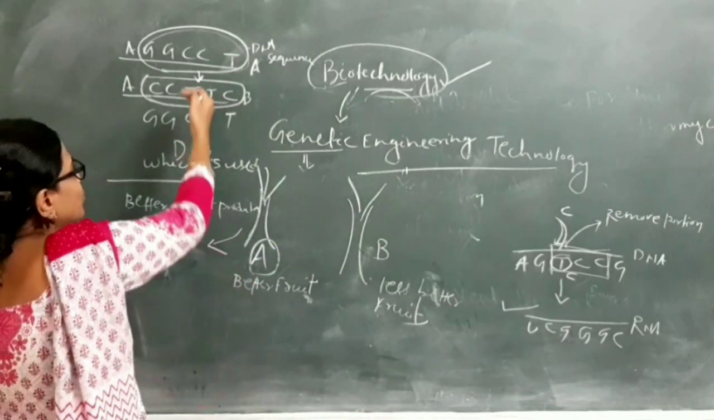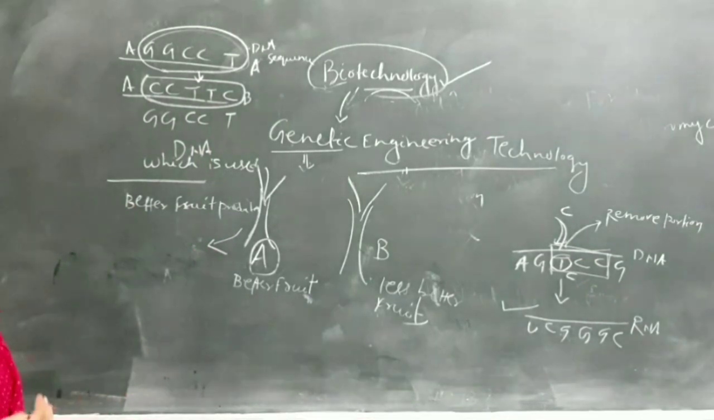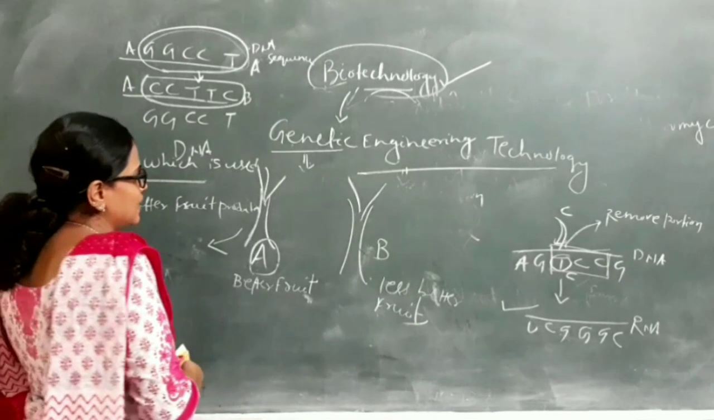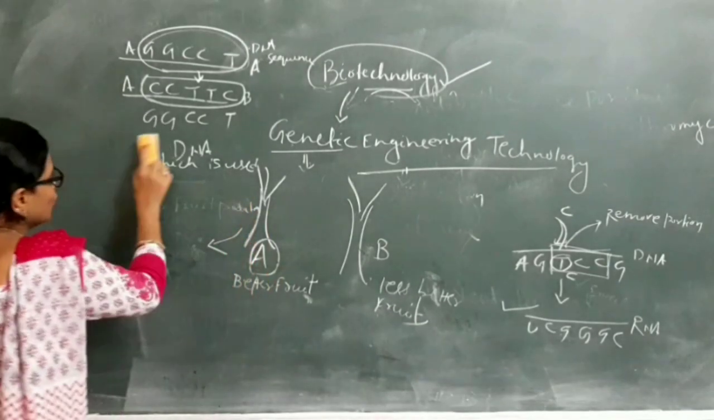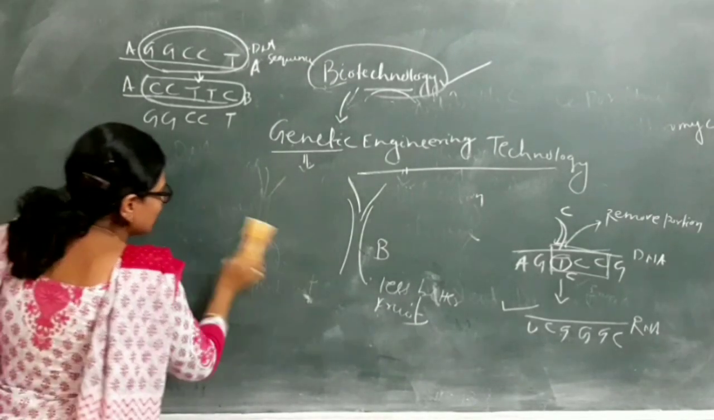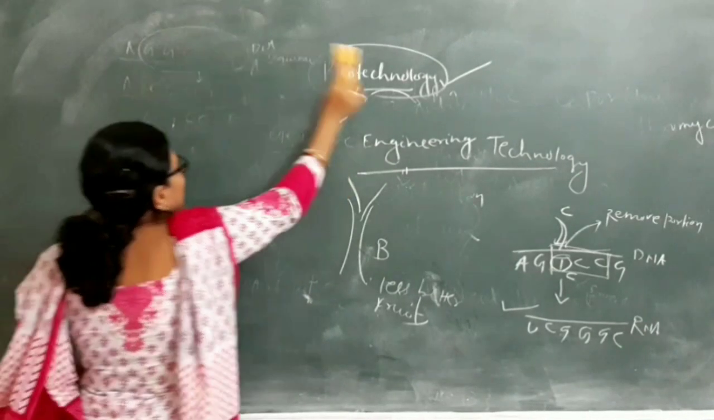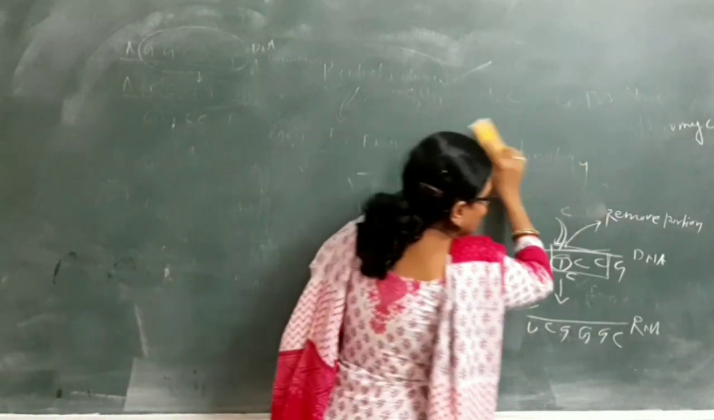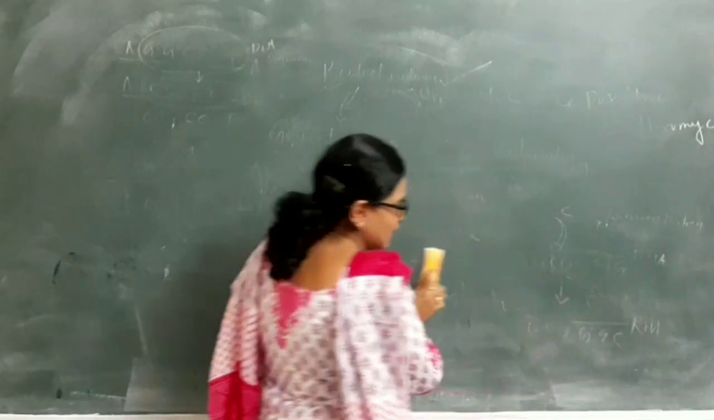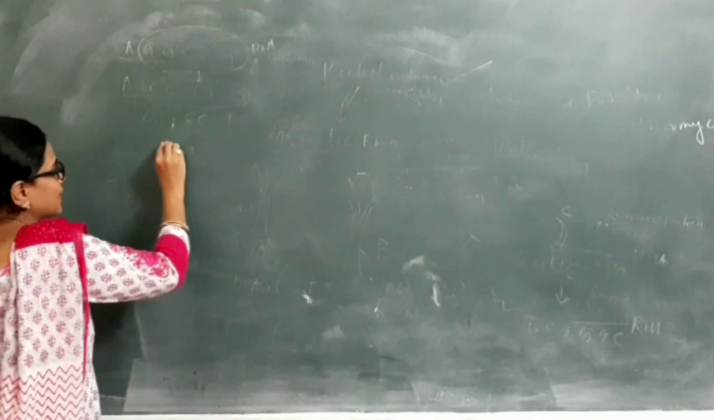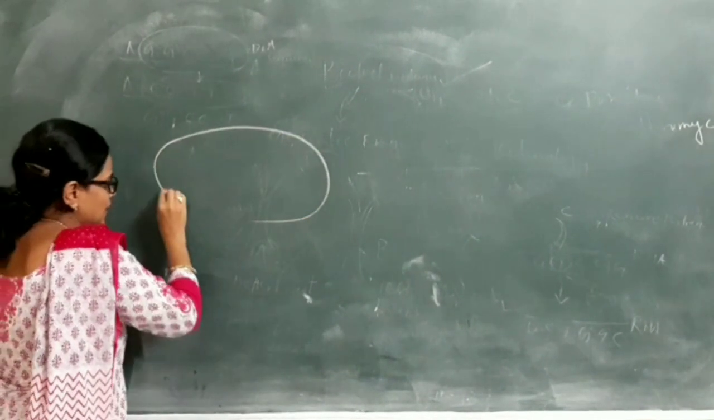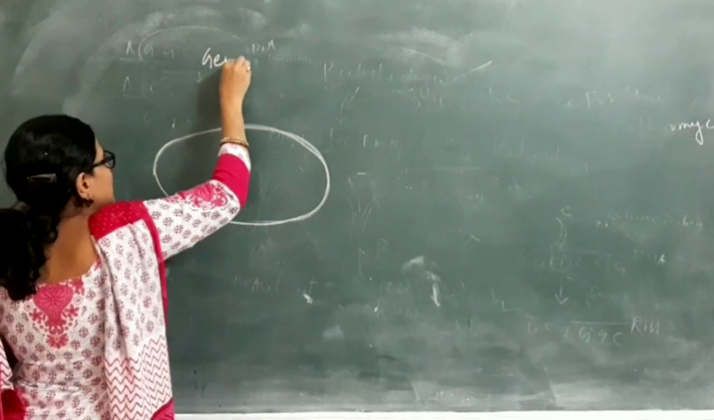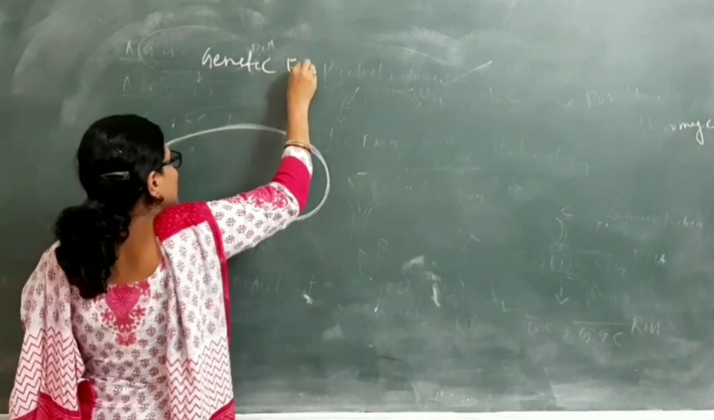So, how do we change this sequence or fragment of DNA? That is known as genetic engineering. In this genetic engineering technology, first we take a DNA, plasmid DNA. Where is the plasmid DNA present? Inside the bacteria, the plasmid DNA is present. We will study genetic engineering technology.